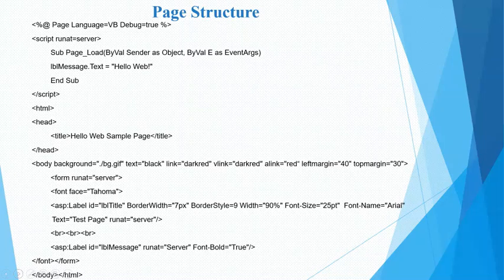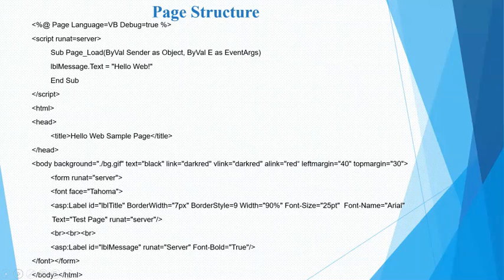Then the program: lblMessage.Text = "Hello Web". This is the statement given for hello web. End Sub, where Sub means subroutine. Then we close the script tag and open the HTML and head tag. Title named as Hello Web Page, sample page. Close the title tag and head tag. Body background equal to, let's give some alternative gif, ./bg.gif. I have this image in gif format, so I added this statement.